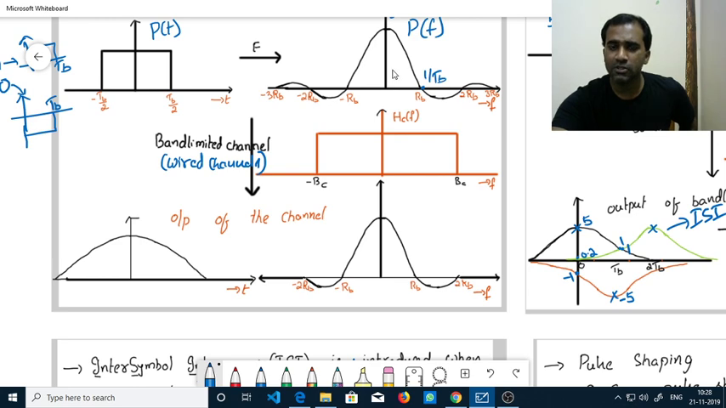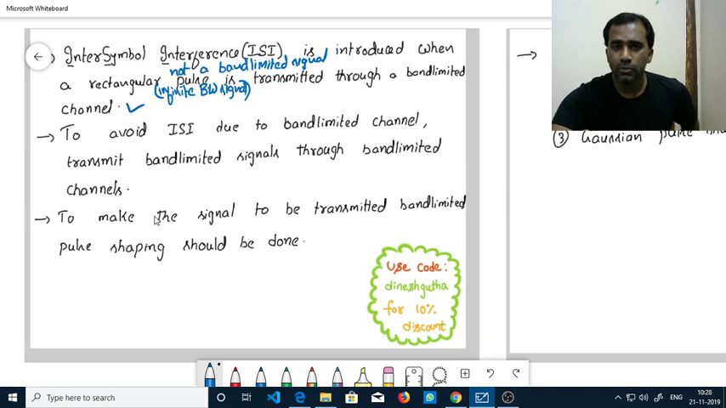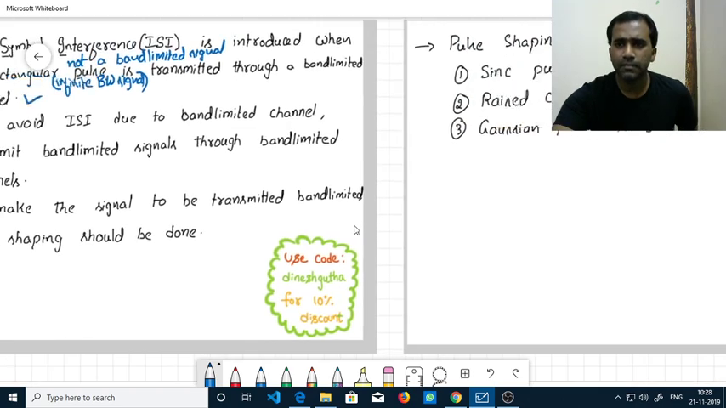If the change in shape is not happening in the frequency domain, in the time domain also change in shape will not happen. So if the signal is limited in bandwidth and you pass it through the channel, you are going to get the exact same shape at the receiver, in the time domain also. Right? So to make the signal to be transmitted band limited, pulse shaping should be done.